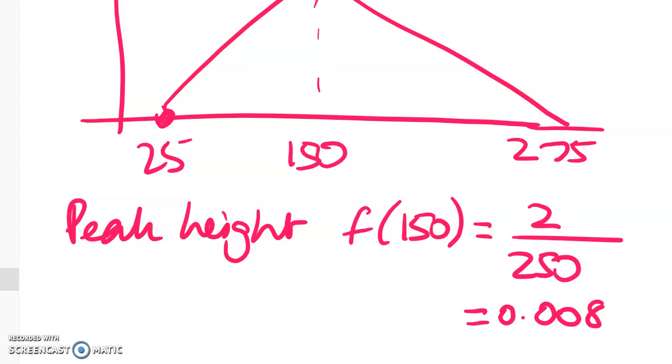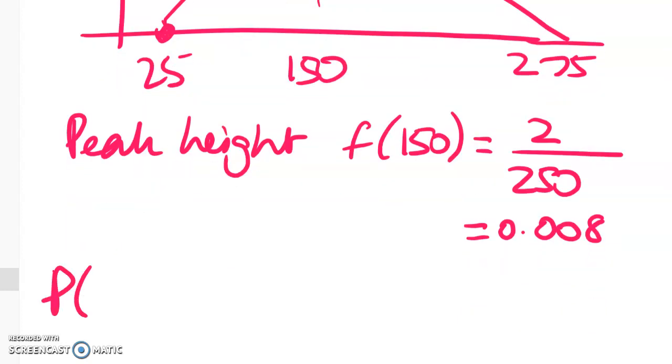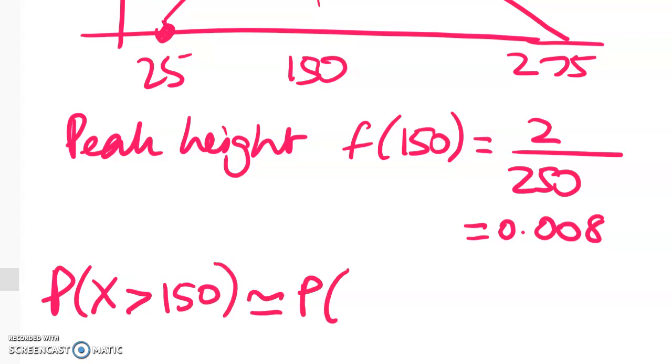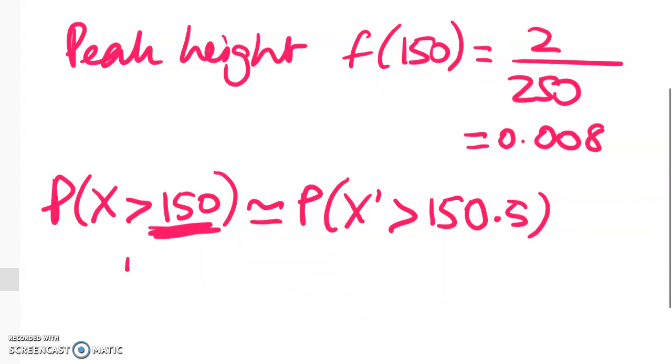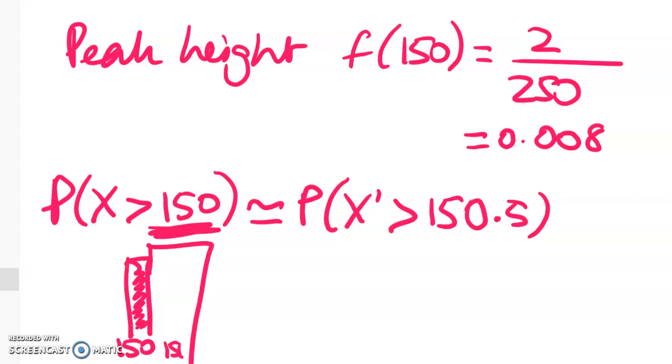So if I'm doing a continuity correction, the probability that x is greater than 150 should be treated as the probability of finding x dash greater than 150.5, right? So I don't want to include the bar, the kind of bar in my head that's got exactly 150 page views. I want to start with the next one, which is 151. So that's why I do this.